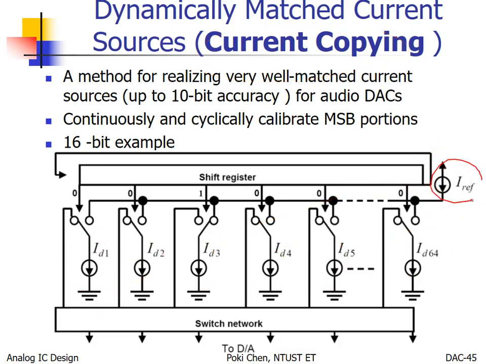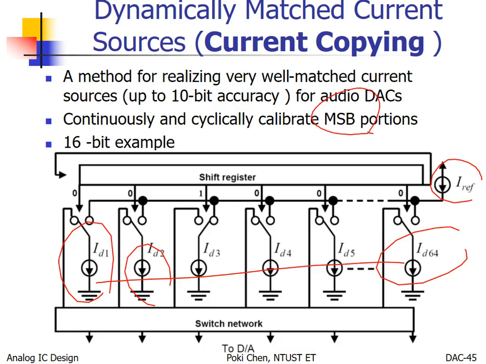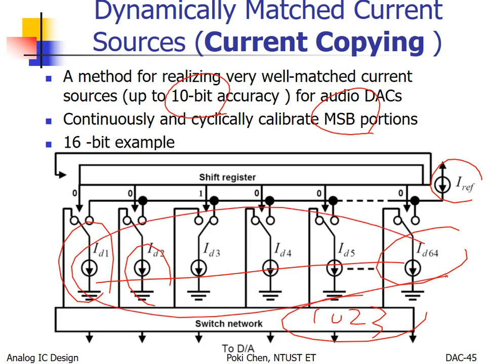The iReference is used to calibrate the first, the second, all the way for your MSB. I don't care how many bits. For example, if your MSB has 10 bits, it means totally 10 needs to be calibrated. And after that, in theory, all the current sources will be exactly the same, right? It means what? We can live happily ever after. Is it? Is it? No. Why not?